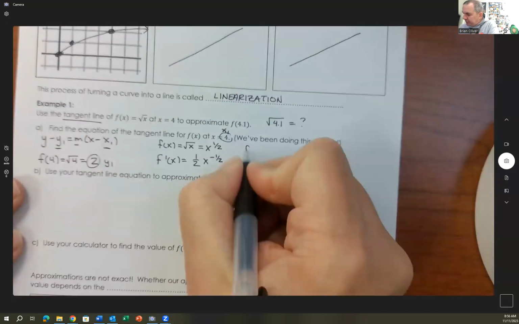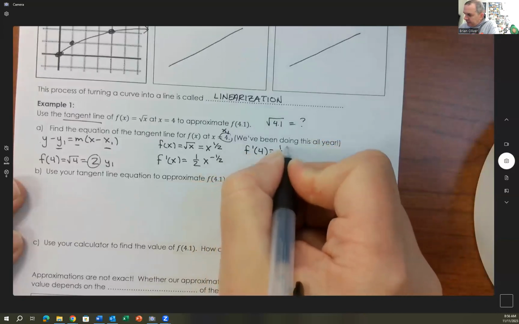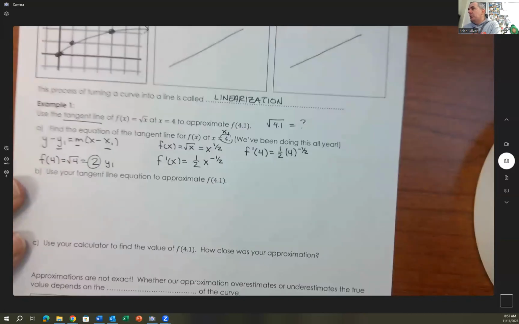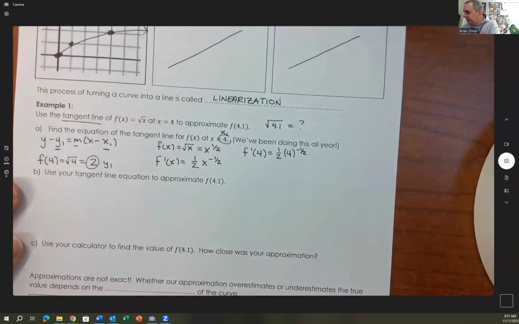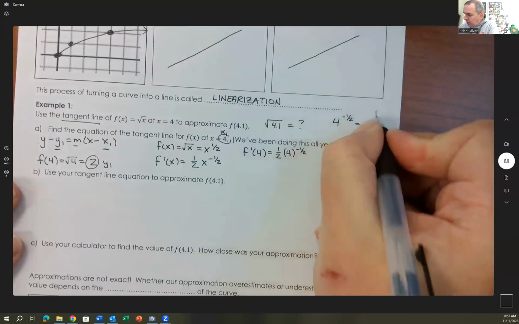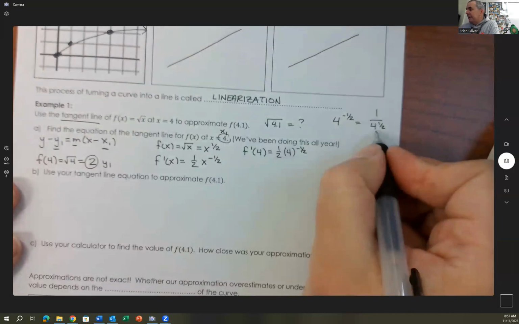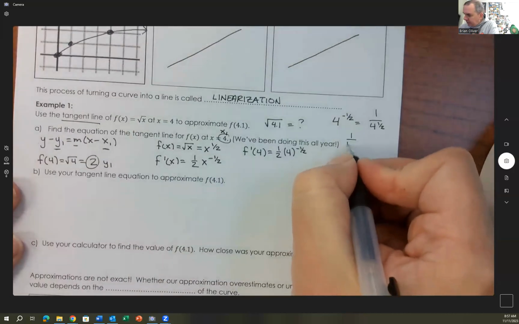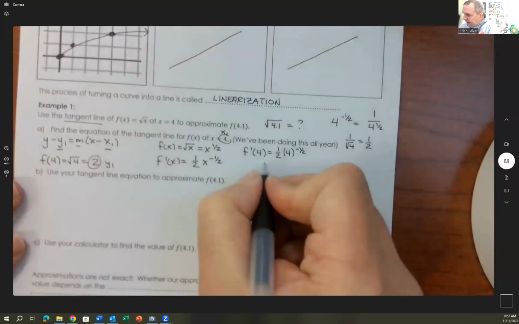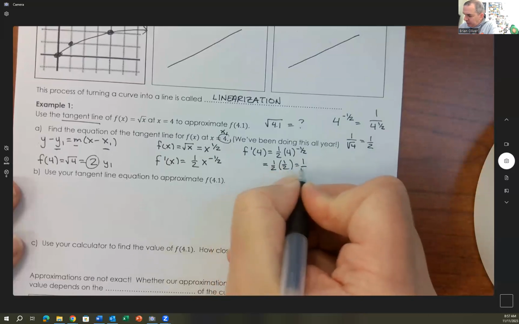And we're actually going to look at f prime of 4. And that is going to be 1/2 times 4 to the -1/2. And I'm hoping at this point we start to realize what 4 to the -1/2 is. I'll do it over here. 4 to the -1/2 means 1 over 4 to the 1/2. Bring it down to the bottom. 4 to the 1/2 means this is 1 over the square root of 4. So this is 1/2. So this is equal to 1/2 times 1/2, which equals 1/4.